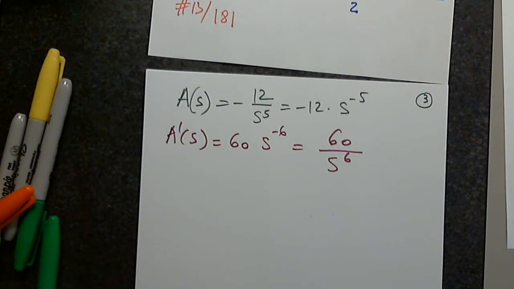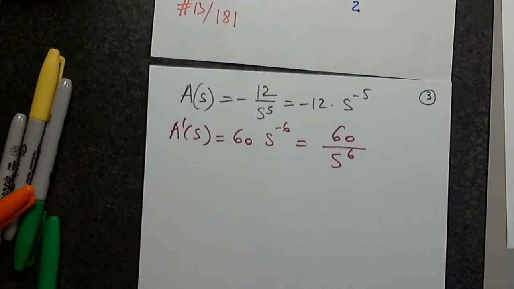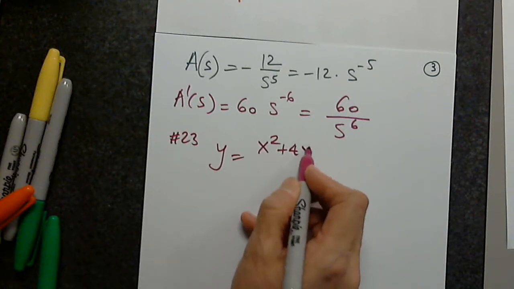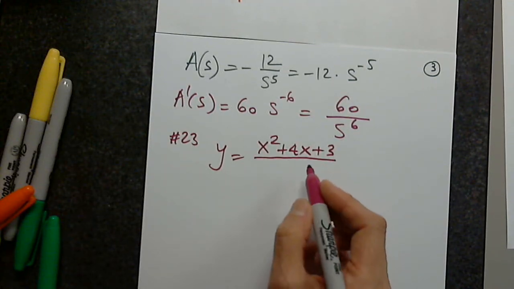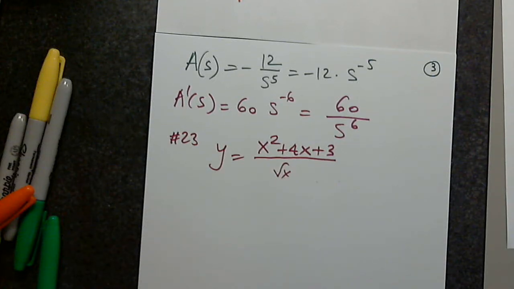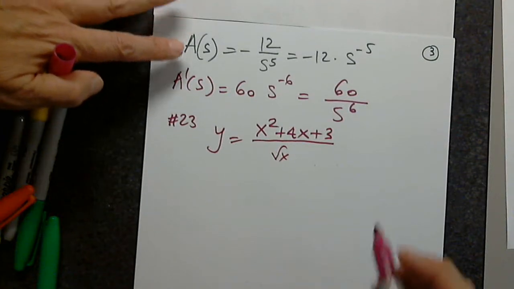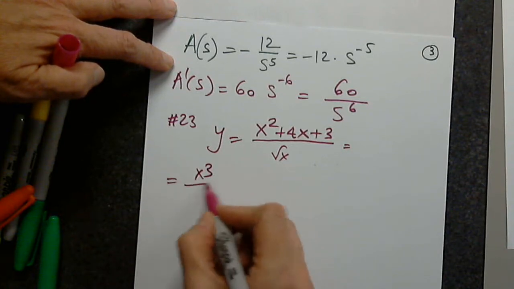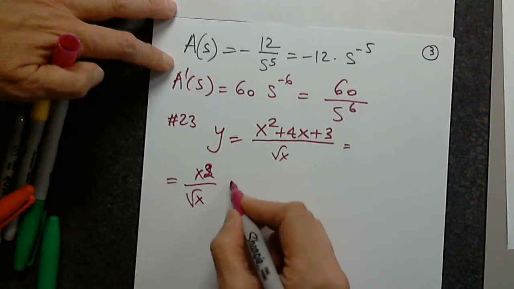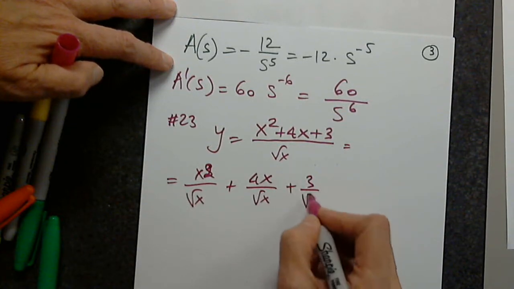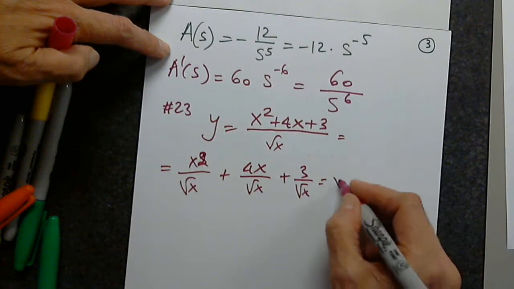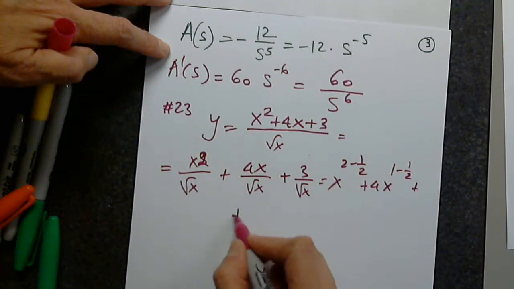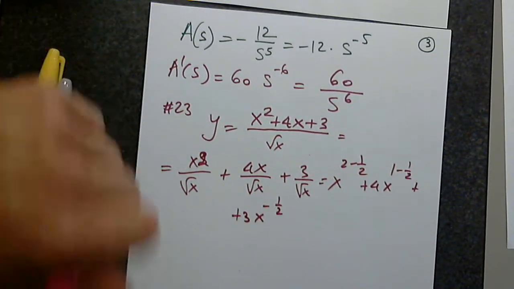23. Same page? Yeah. Okay, so we are looking at 23. In 23, we have y equals x squared plus 4x plus 3 divided by the square root of x. The square root of x is the same with x to which power? X to negative 1/2 if I bring it back. Okay, so this is x cubed over the square root of x plus 4x over the square root of x plus 3 over the square root of x as the intermediate step, and x to 2 minus 1/2 plus 4x to 1 minus 1/2 plus 3x to negative 1/2. And this is what I want to differentiate.